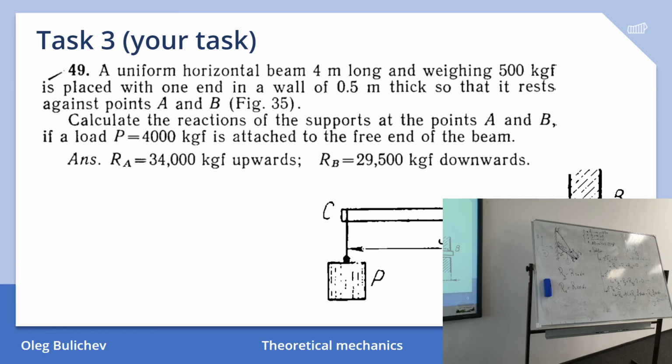We used to have one reaction, Rx and Ry. In this case, we have Rx and Ry at two points. Too many unknowns? Not actually too many, because the x-axis component of the reaction should be the same. Otherwise, it won't work.